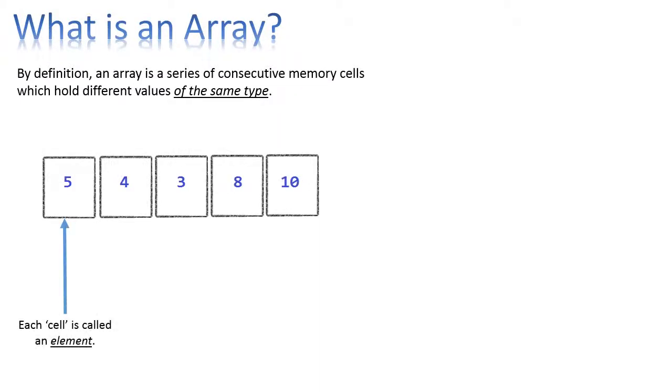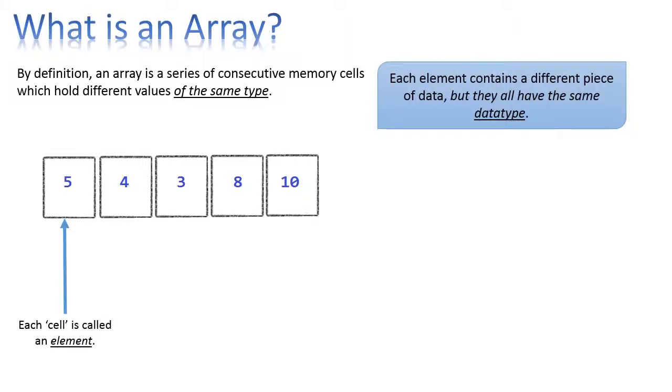Each of these array cells is termed an element, and each can contain a value different from another element. However, even though they can all have a different piece of data, they must all have the same data type, meaning you can't have an array where one element stores a string and the other stores a number.